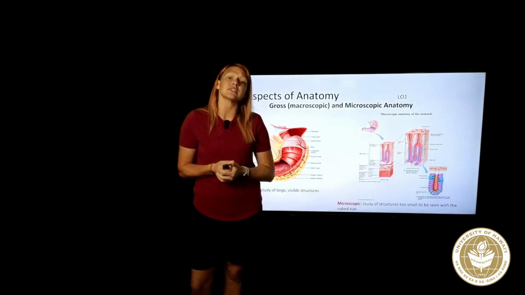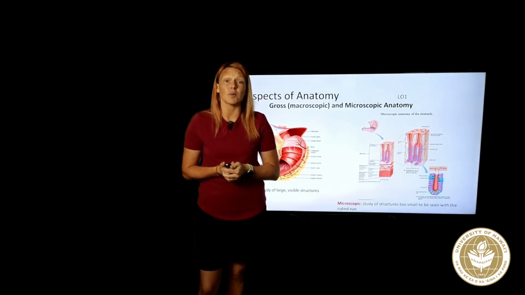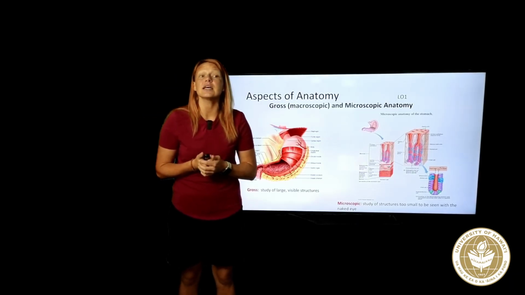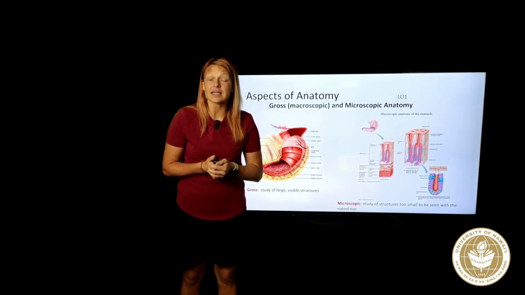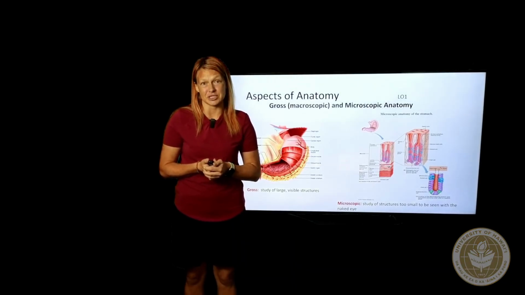There are a couple different types of microscopic anatomy that you might have heard of. First of all, we have cytology. Cytology is the study of cells. And we also have histology, which is the study of tissues.